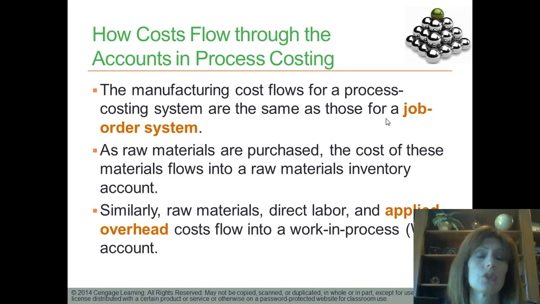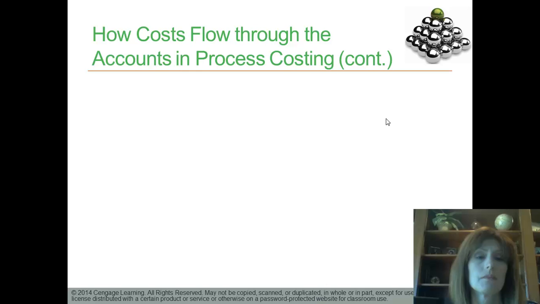So contrast that with what we did in the last chapter where we're talking about a job order system. In a job order system, we had different and unique products that were getting different amounts of costs added to them. In a process costing system, now we have homogeneous products or services. The cost flows are the same for both processes though. So we still have work in process, we still finish goods, we just have different ways that we're assigning the cost that we're adding to those products.